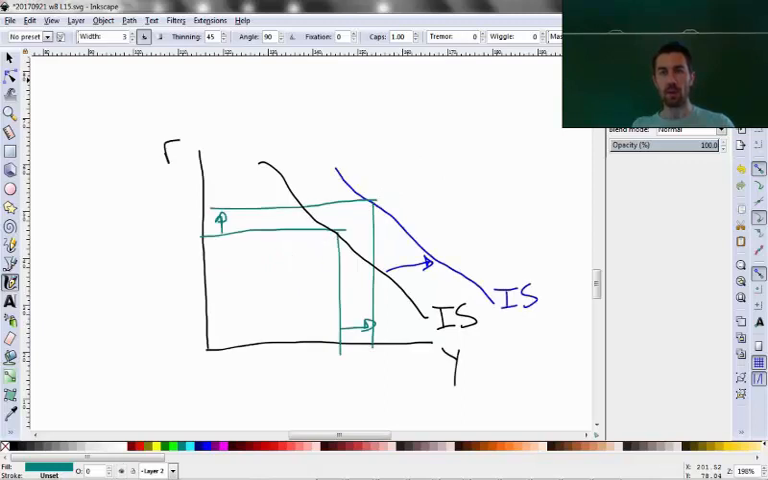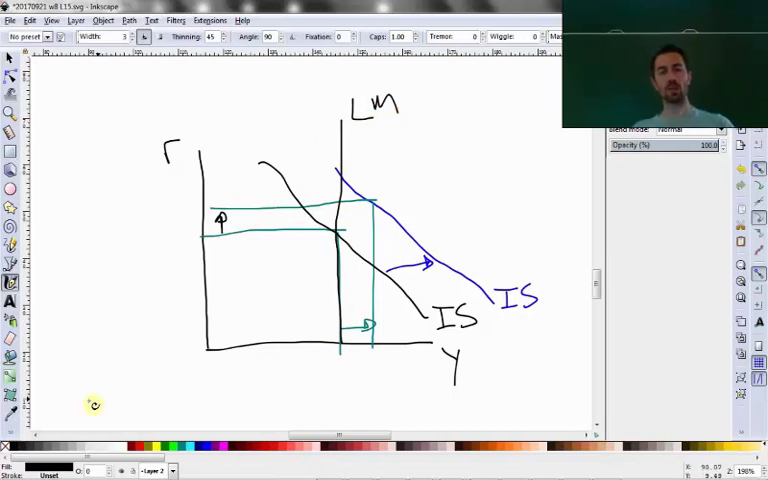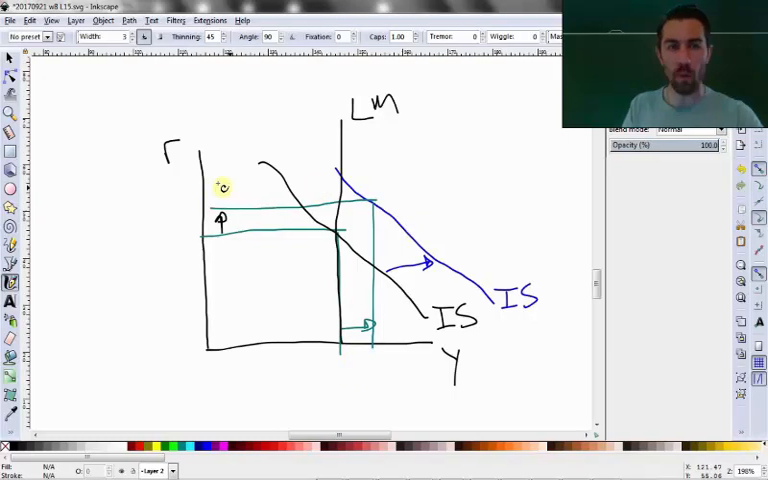What if instead of having this upward sloping LM curve, we had a perfectly inelastic LM curve? What if our LM curve was vertical? We have an increase in IS. What ends up happening? What is our increase in output when we increase government spending? There is no change in output, and what happens to interest rates?